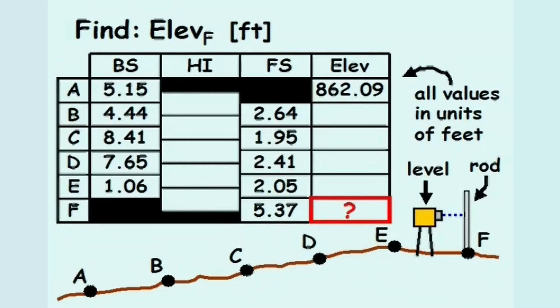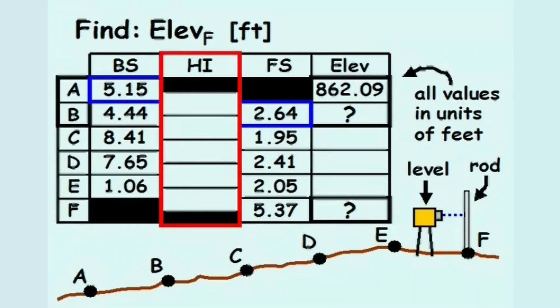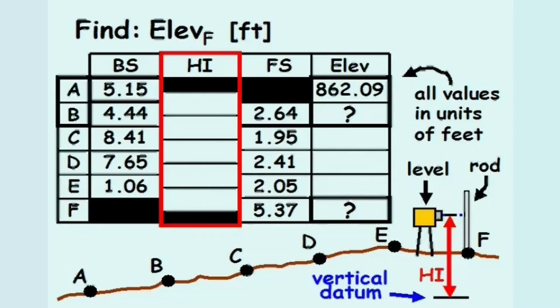In this analysis, we'll begin with point A, because we were given its elevation value. From here, we can relate the elevation between two consecutive points, A and B, using the backsite and foresight measurements. The column labeled HI represents the height of the instrument, or more precisely, the elevation of the line of sight based on a vertical datum, or benchmark.